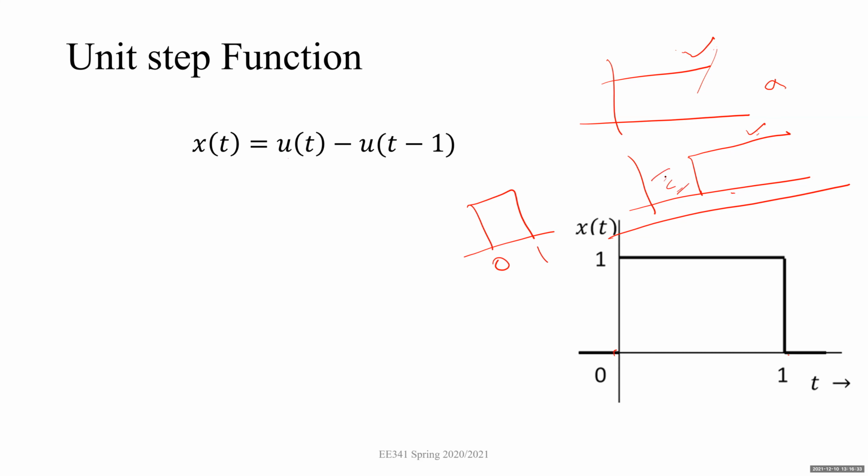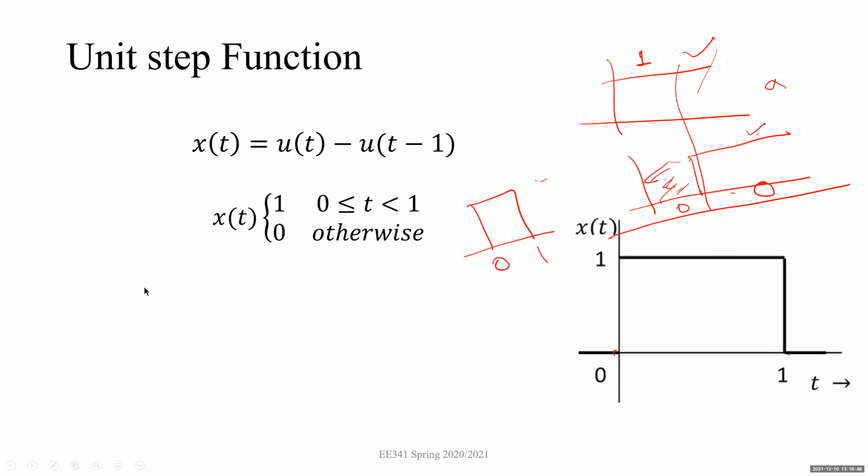Only I will get this part, because this will cancel and go to 0. This minus this, 1 minus 1, is equal to 0. And then it will be only 1 at this part, because here it is 1, here it is 0, 1 minus 0 is 1. So it will give me this window. Okay.